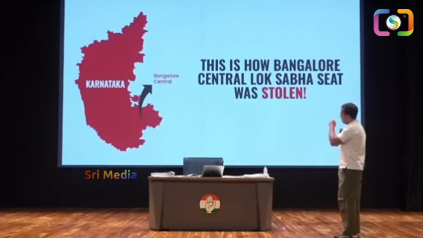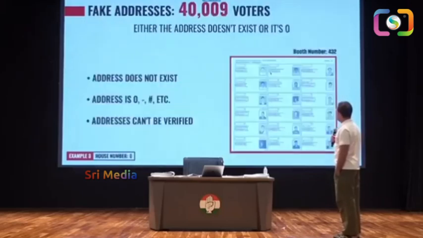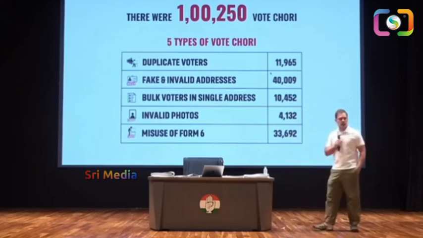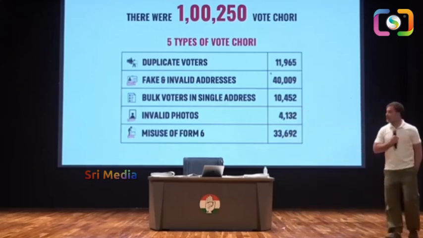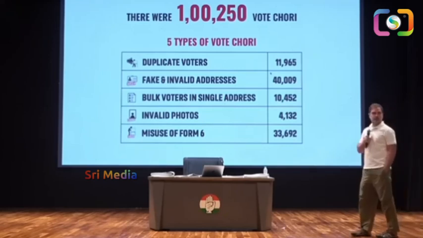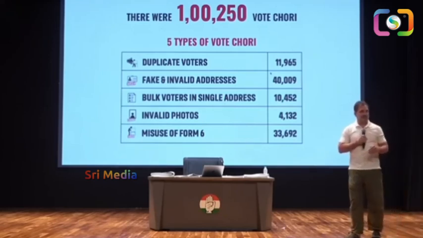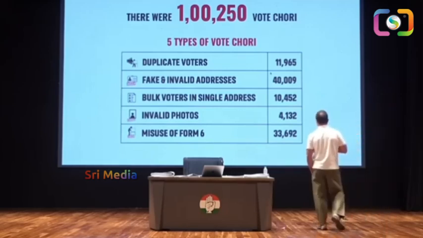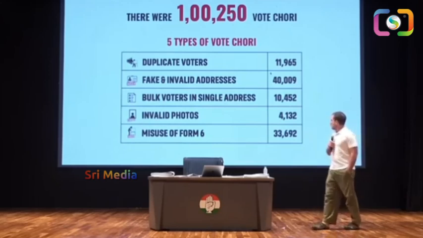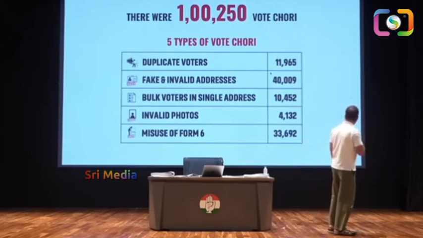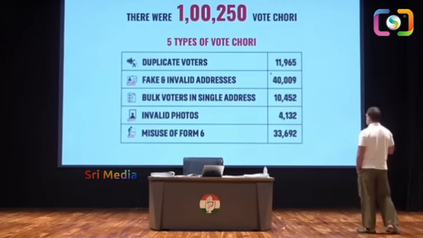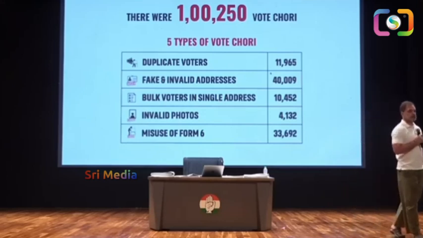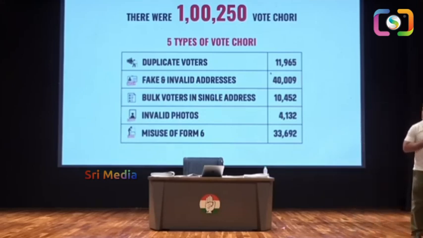Just take me back to the numbers. 1 lakh. Yeah. So 1,250,000 stolen, election won in one assembly. Duplicate votes 11,965. I'm giving you the menu, you see. Dessert, starter, right? Duplicate voter 11,965. Fake and invalid addresses 40,009. Bulk voters in single address 10,452. Invalid photos 4,132. Misuse of Form 6 33,692. The reason the Election Commission does not give us data is because this is happening across the country.